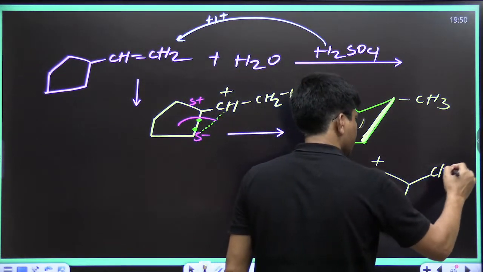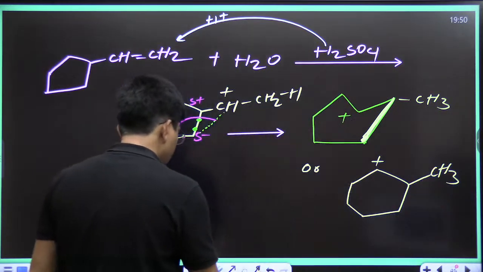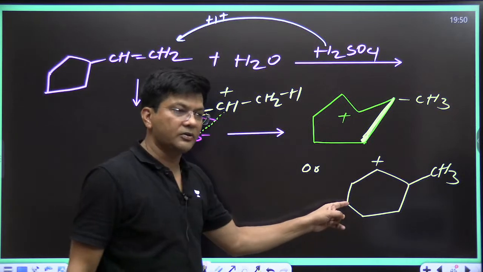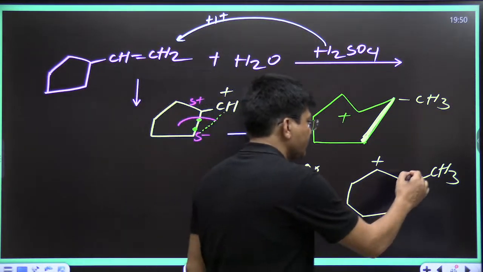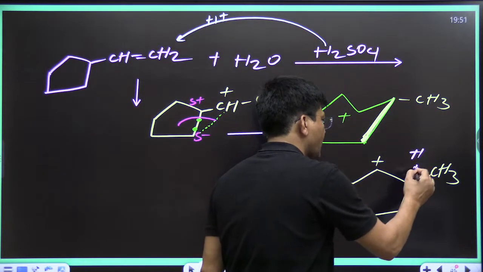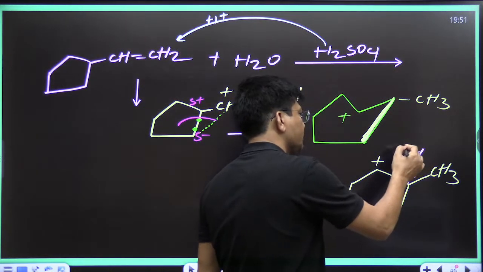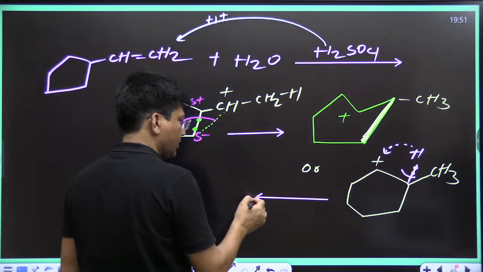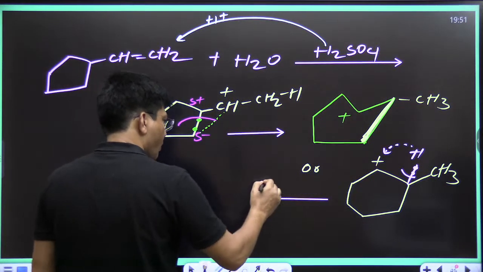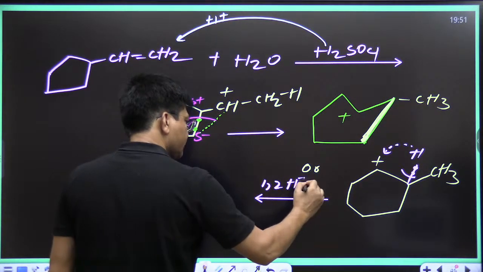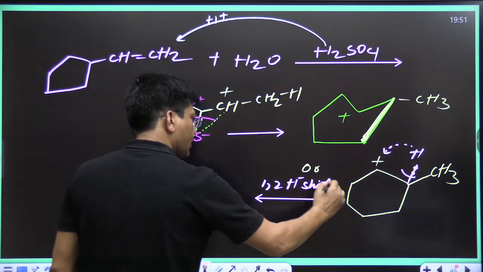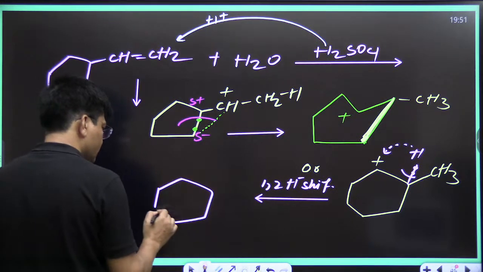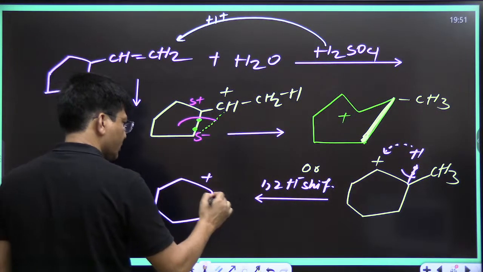being CH3. Now this ring has expanded and you got a 6-membered ring, but one problem is there. This hydrogen is saying, if I move along with my electron to this place, a 1,2-hydride shift, then definitely it will be better. Now the 1,2-hydride shift will take place and you will get the most stable carbocation. This is going to be your most stable carbocation.